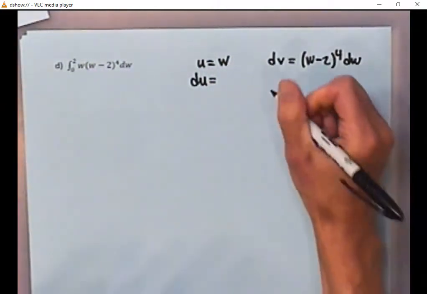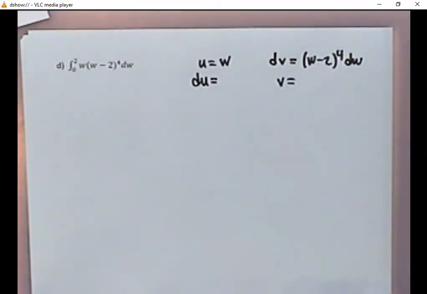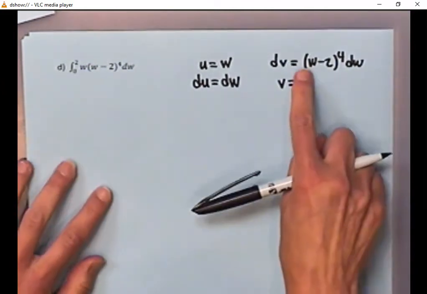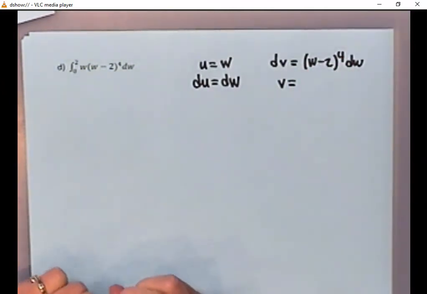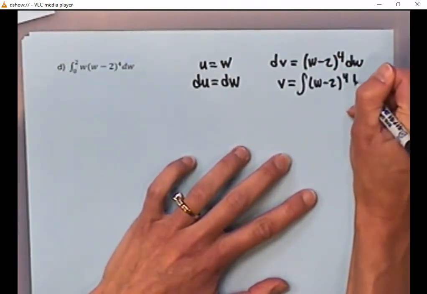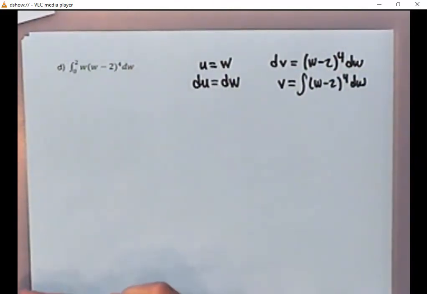Okay, then we've got to find du and v. So let's go to Austin and Kimberly. If this is w, what's my du going to be? Yep, dw. Excellent. And then if we integrate w minus 2 to the 4th, well, sometimes this is hard for students to think about. Can I integrate w minus 2 to the 4th?